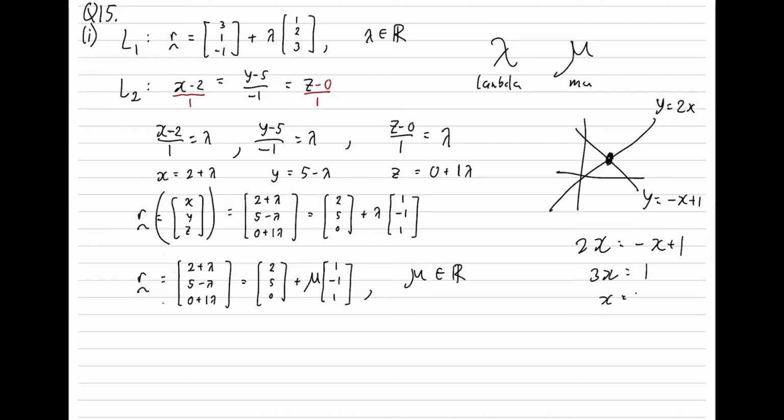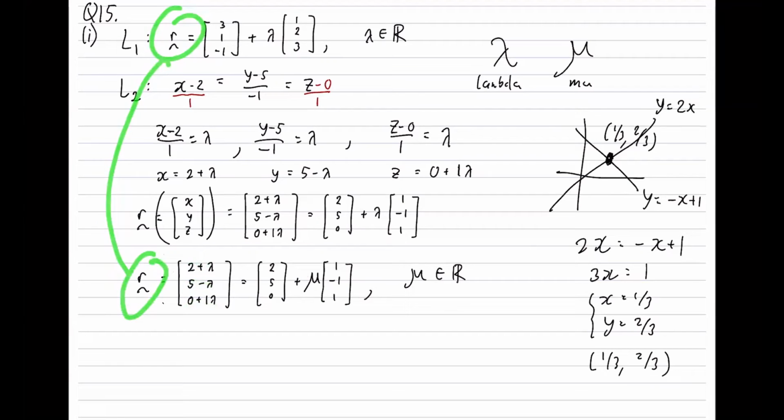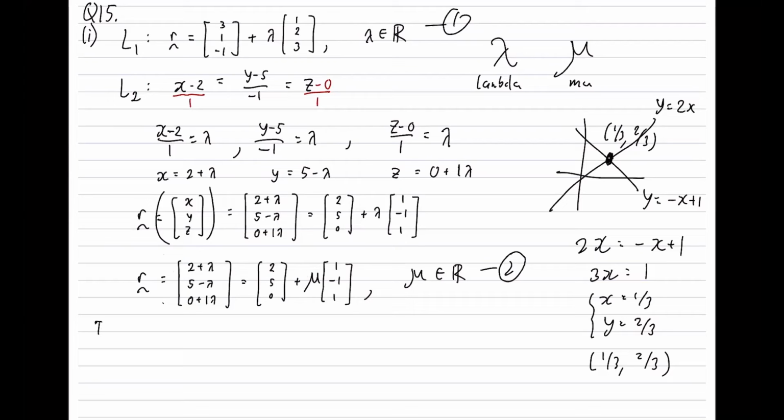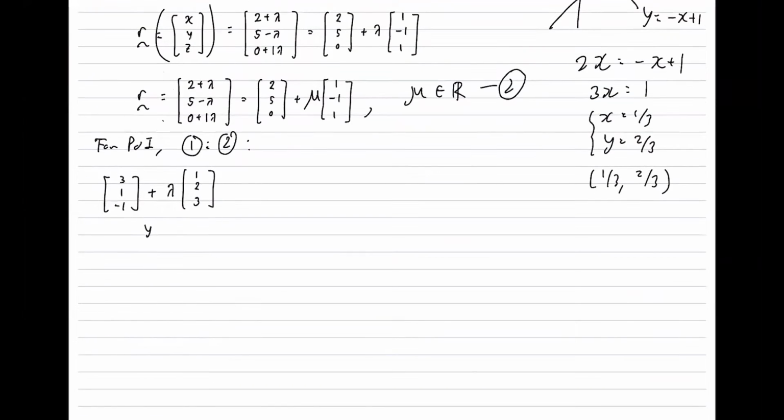Then sub in, so you get y equals 2/3. Then the coordinates will be (1/3, 2/3). Right? Same thing over here, just that now we have 3 components, so a bit more long-winded. Still the same thing: equate. I'll call this equation 1, and this equation 2. To find the point of intersection, POI, equation 1 equals equation 2. We equate them. So now equation 1 equates to equation 2.